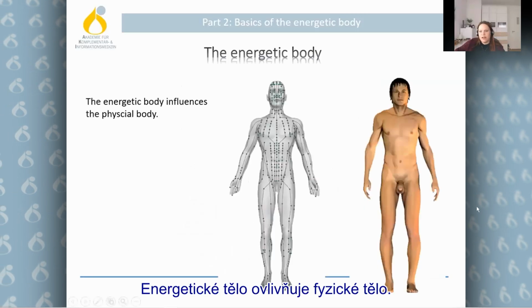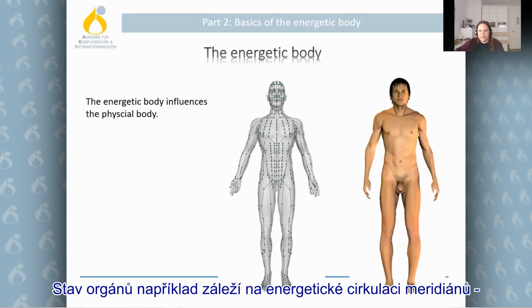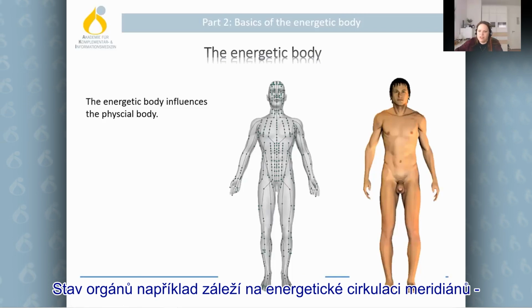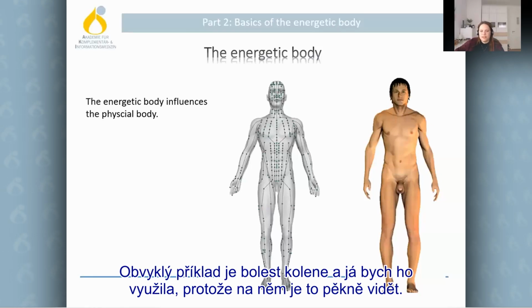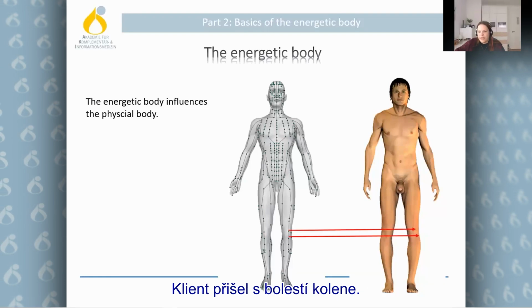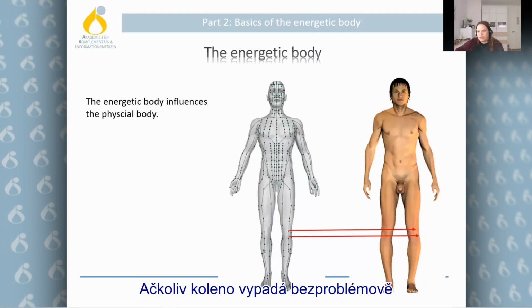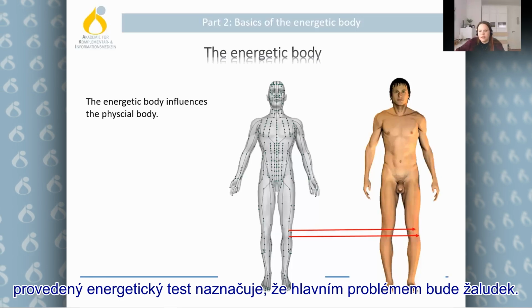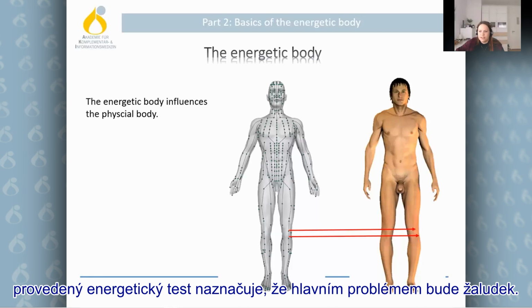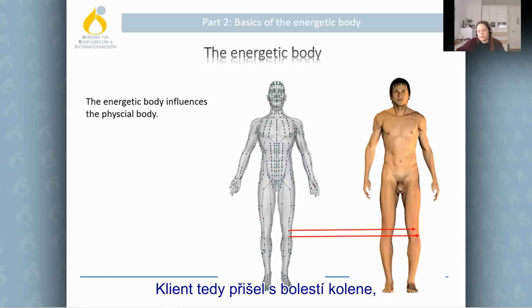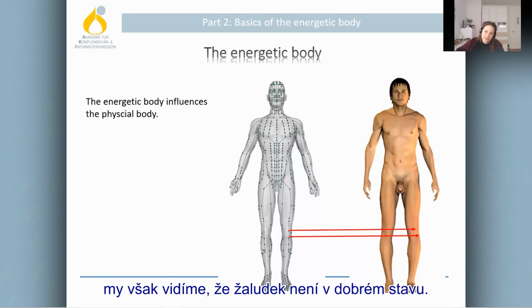So the energetic body influences the physical body. For example, the organs depend on the energetic circulation of the meridians. So this is the Chinese medicine we see here. A common example is the knee pain. I really like this example because it's really nice to see. The patient comes with knee pain, however, the knee looks unremarkable in the energetic scan, and the main problems seem to be in the stomach. So patient comes with knee pain, we see that the stomach is not really good.